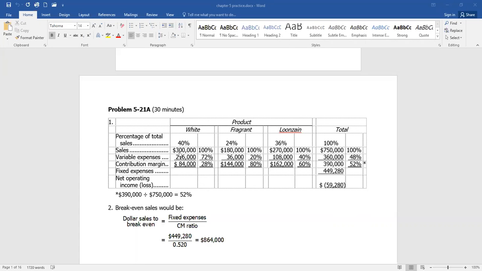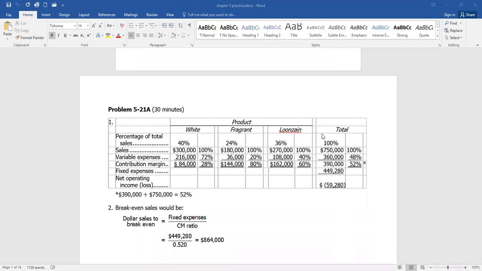Now, the sales are 300,000. 72% of sales are for variable expenses. So multiply 72% times 300,000, 216,000 are the variable expenses. If you subtract the 300 from 216, you get $84,000. So we're going to use these ratios that we calculate for variable expenses and contribution margin ratio to calculate the amount of variable expenses and the contribution margin for each item, each type of rice.